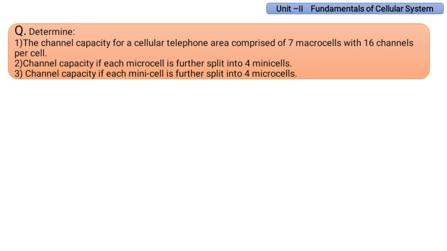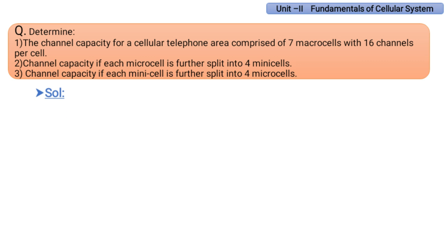This is the first question. Here 3 points are given. The channel capacity for a cellular telephone area comprising 7 macrocells with 16 channels per cell. Second, the channel capacity if each macrocell is further split into 4 mini cells. Third, the channel capacity if each mini cell is further split into 7 microcells. What is given here? First write that down.